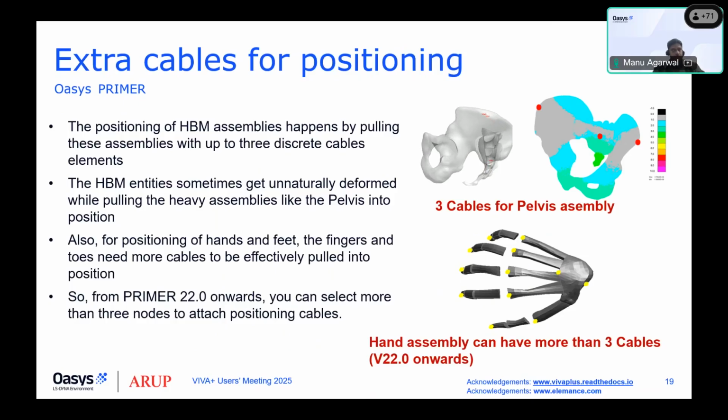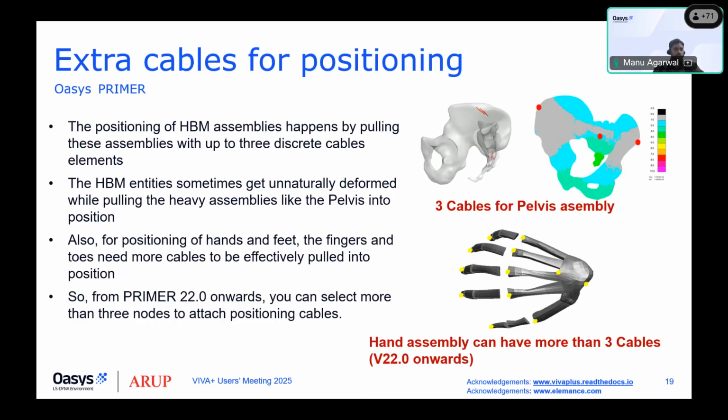Another improvement, or another addition here, is to add extra cables for positioning. The positioning of the HBM assemblies happens by pulling these assemblies, and traditionally we allow up to 3 discrete elements to be connected to an HBM assembly.